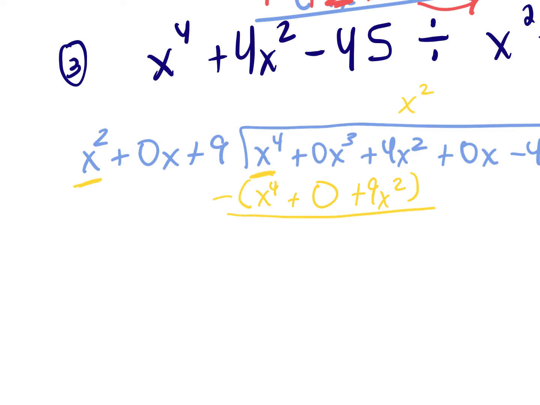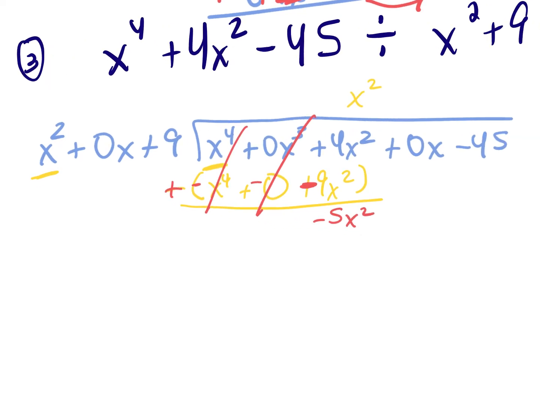Okay, before I subtract, what do I have to do? Distribute. I'm going to change all the signs. So change, change, change. So what's 4x squared minus 9x squared? Negative 5x squared, right? What's 0x cubed minus 0? It's just 0, right? And then what's x to the 4th minus x to the 4th? 0. What am I going to bring down? I'm going to bring down the 0x and what else? The minus 45. Because is there really anything there with the 0x?